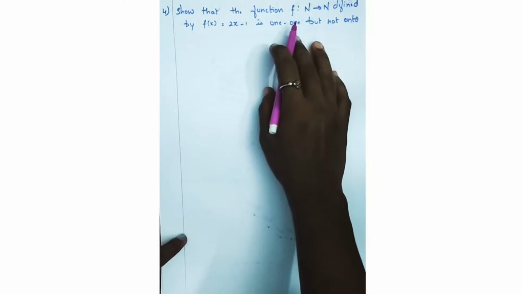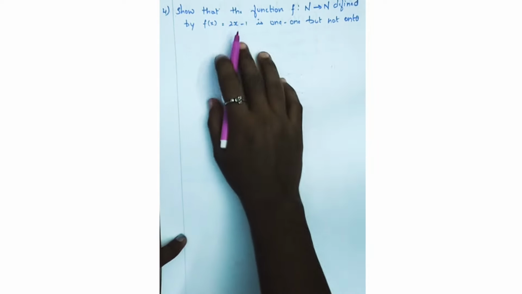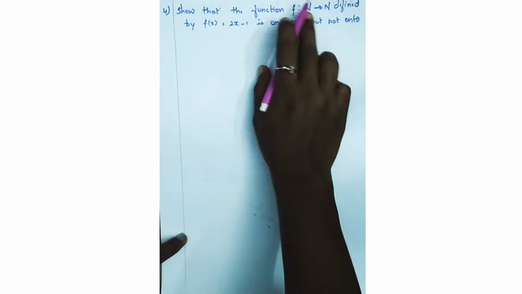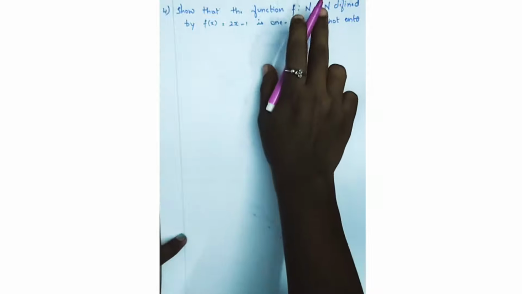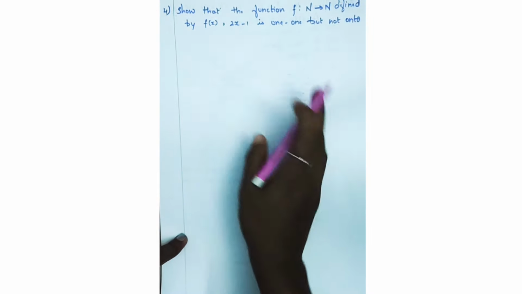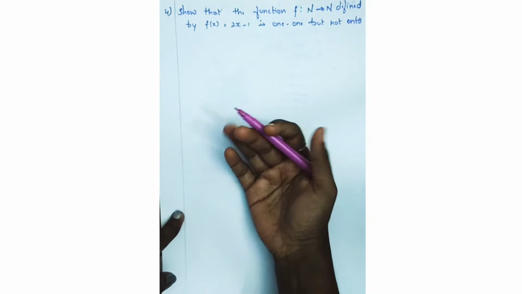So now we'll see the fourth sum. Show that the function f from natural numbers to natural numbers, defined by f of x equals 2x minus 1, is one-one but not onto. So you have to show that this function is one-one but not onto. For this, you just take any natural number.